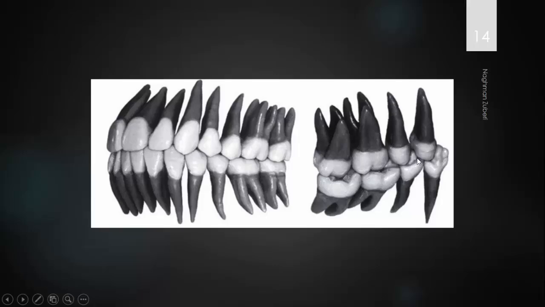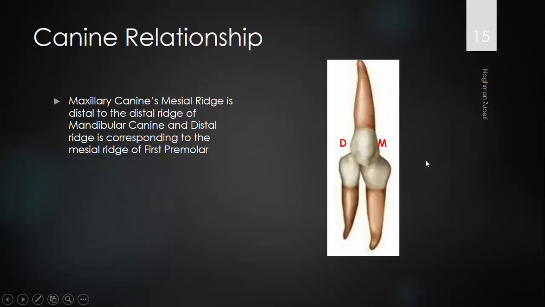Canine relationship. In a class 1 relationship, the mesial incline of the maxillary canine will be distal to the distal incline of the mandibular canine, and the distal incline of the maxillary canine will be mesial to the mesial incline of the first premolar.